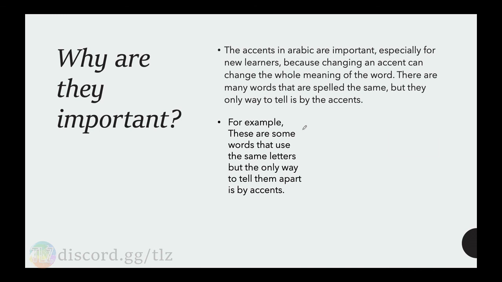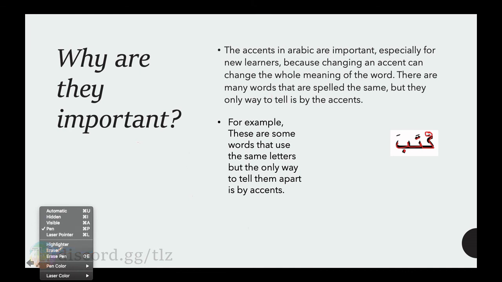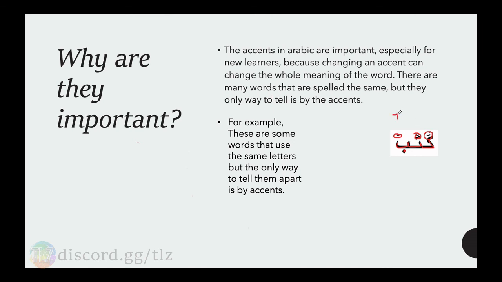Let me show you. These are just some words that use the same letters, but you can only tell them apart by accents. So this is ka, ta, ba, right? You can see that it includes all fathas. Ka, ta, ba. And this word means to write. It means to write, right?